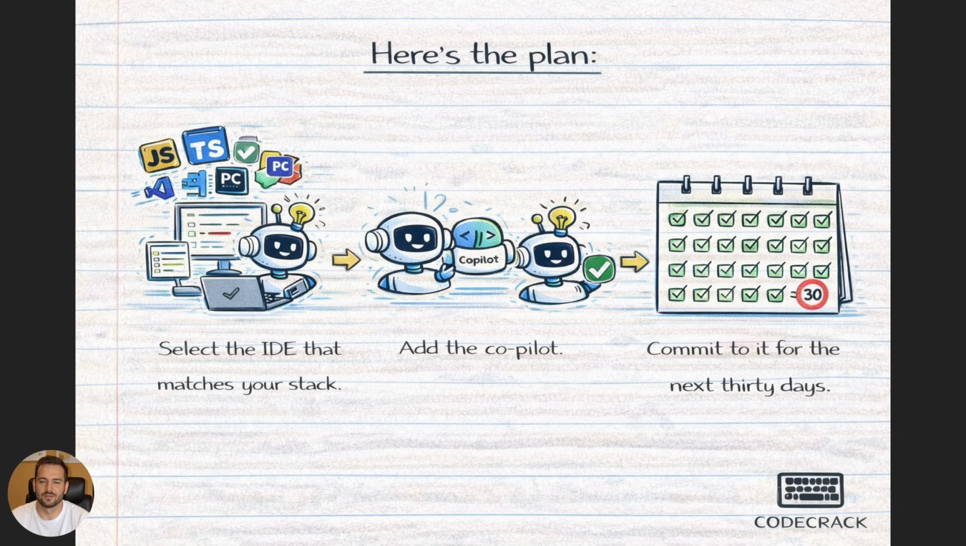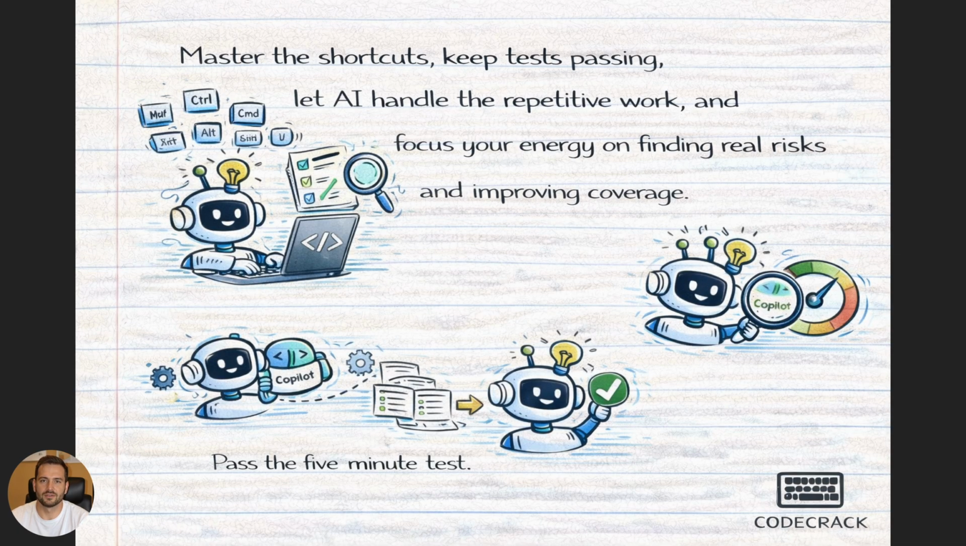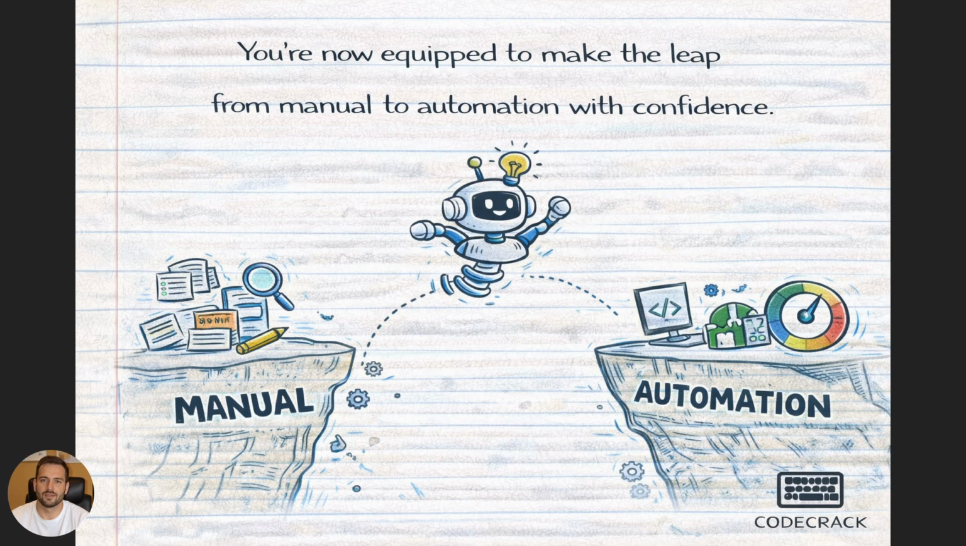Here's the plan. Select the IDE that matches your stack, add the Copilot, pass the 5-minute test, and commit to it for the next 30 days. Master the shortcuts, keep tests passing, let AI handle the repetitive work, and focus your energy on finding real risks and improving coverage. You're now equipped to make the leap from manual to automation with confidence.